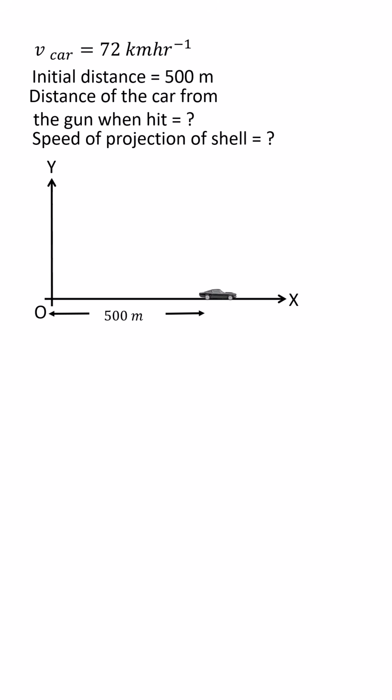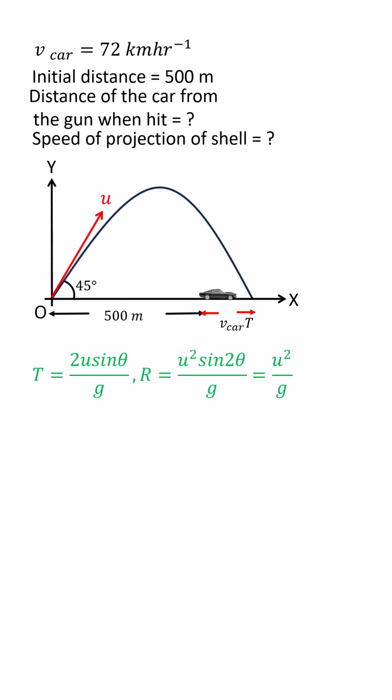Okay, the initial distance is 500 meter. The bullet is fired at an angle of 45 degree. The car is also running and the projectile reaches at this point and car also reaches this point. The time of flight is 2u sine theta by g and horizontal range equals to this much. Since theta equals to 45 degree, we get horizontal range is equal to u square by g.